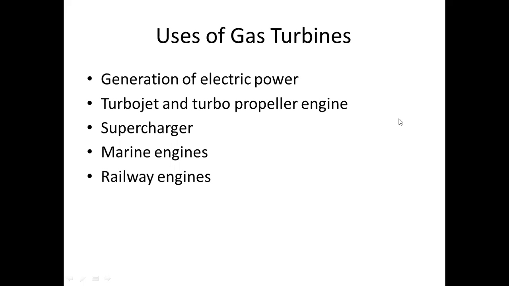Gas turbines are also used in turbojet and turbopropeller engines. They are also used to drive air compressor and turbines in turbopropeller engines. The gas turbines in turbojet and turbopropeller engines are operated in the temperature range of 800 degrees Celsius to 1000 degrees Celsius. The gas turbines are also used to drive superchargers fitted in the aviation gasoline engines as well as for heavy-duty diesel engines. The gas turbines are used in marine engines.